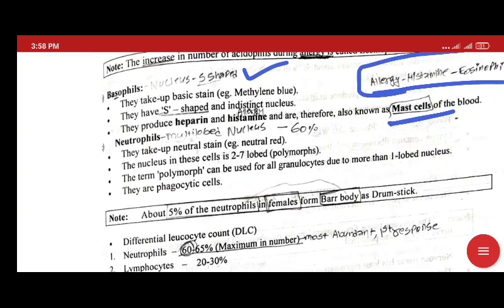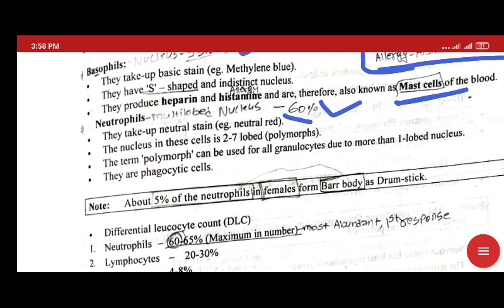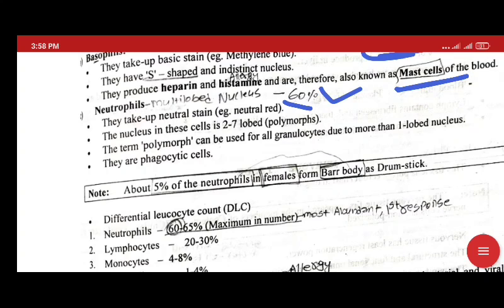Now we have neutrophil, the last of BEN. Neutrophil means neutral, and it contains a multi-lobed nucleus. It is the most abundant, as we have taught, and it is the first attacking site. Also, neutrophil in females shows what we call the Barr body.